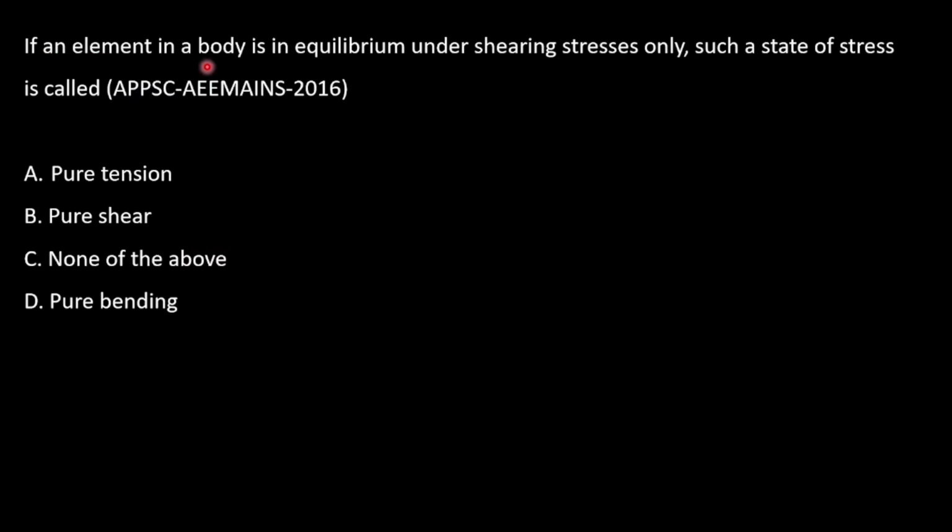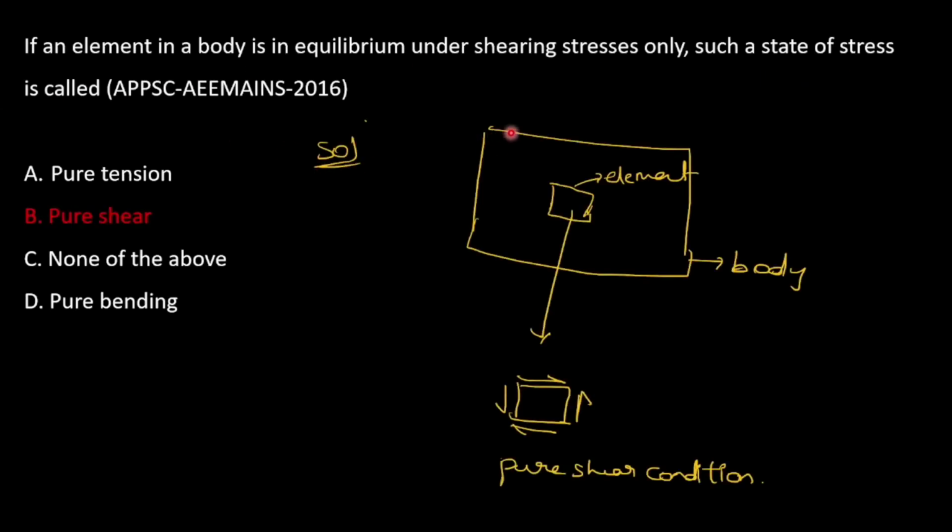If an element in a body is in equilibrium under shearing stress only, such a state of stress is called. So the element in the body is in equilibrium under shearing stress only. Therefore only shear stress is acting. Such a condition is called pure shear condition. Option B is the correct answer.